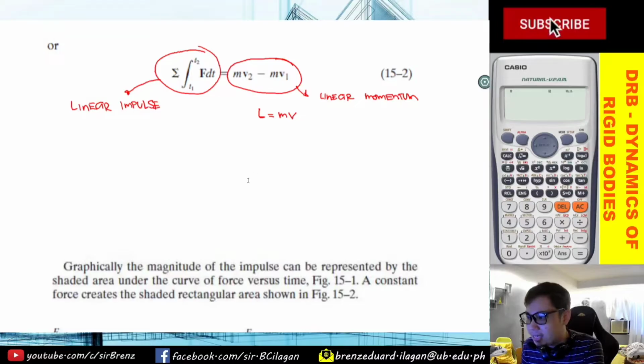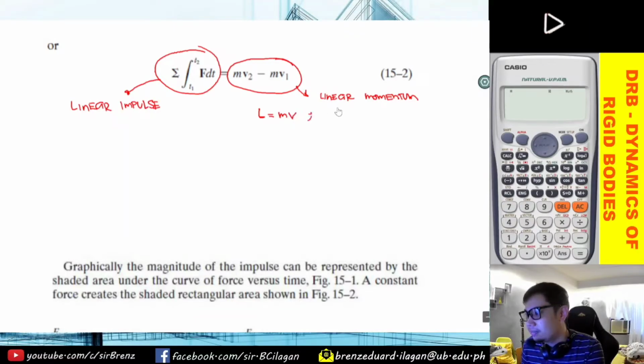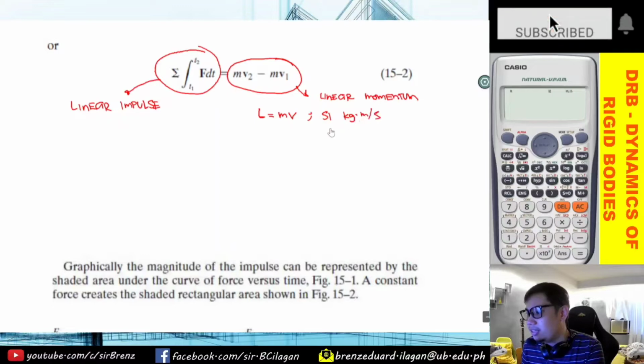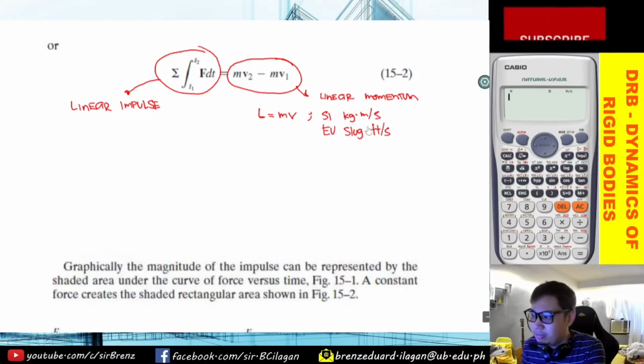And its magnitude mv, or the mass times the velocity, has units of mass times velocity, or if you consider the unit in SI, the units is in kilogram meter per second, and if that is in English unit, that will be slug multiplied by feet per second. So anyway, hindi lang naman limited dito, so maaaring kilometers per hour or depende sa unit na ibibigay sa atin.